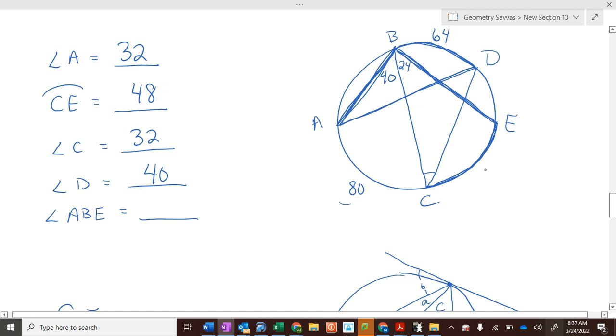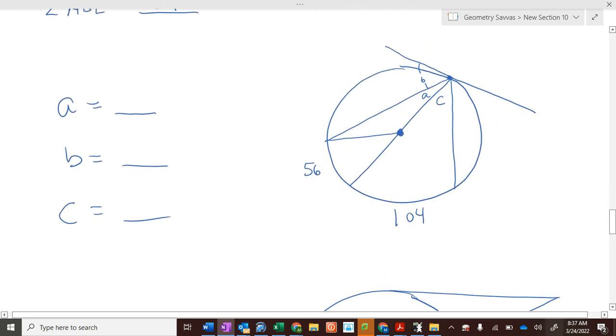Or, we told you earlier, CE was 48. 80 plus 48 is 128. Half of 128 is 64. Either way. Okay, you'll have that on the test. Now you know. We'll play with it on the practice test so you know.